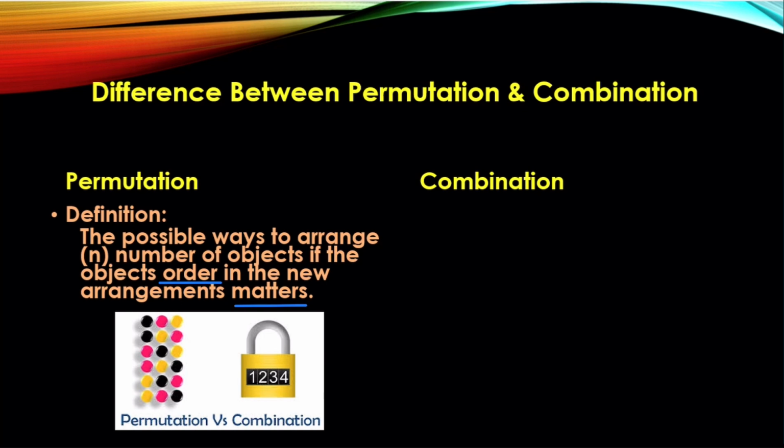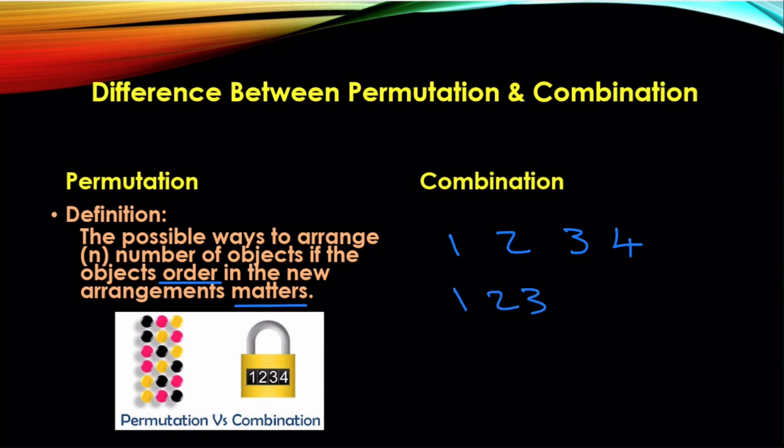The definition of permutation is the possible number of ways to arrange n number of objects, if the object order in the new arrangement matters. What does it mean? For example, I have numbers 1, 2, 3, and 4. In how many arrangements can I put them? I can put them in many arrangements. I'll give you just an example.